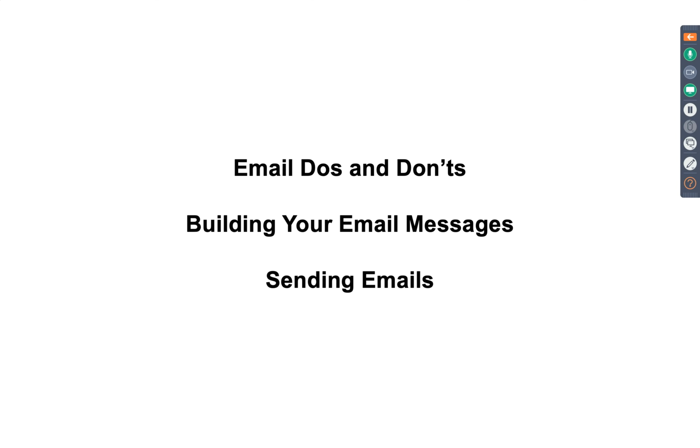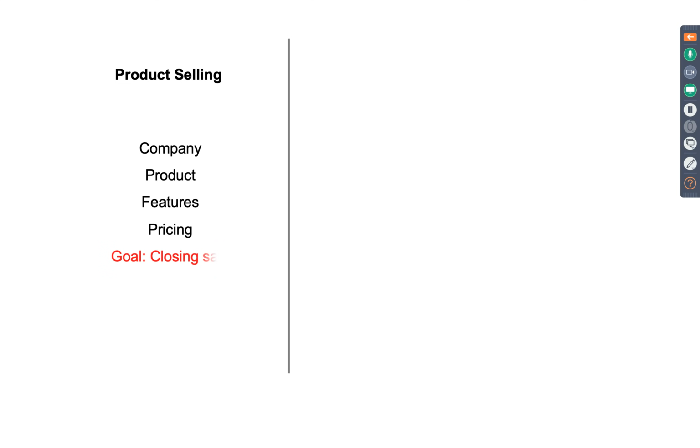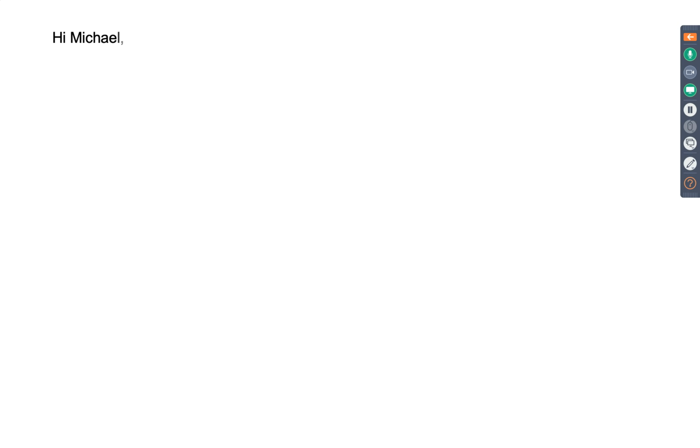Now let's talk about building your email messages. And the first thing I kind of talked about, if you're a product selling salesperson, a few minutes ago. Well, first of all, if you're a product selling salesperson, you're probably going to end up sending emails that look something like this. This is who I'm with. This is what we sell. This is what it does or how it works. Maybe you might talk about what it costs or what the purchase is like. And most likely your message is focused on the goal of trying to close the sale. So I'll give you an example of what one of these emails looks like.